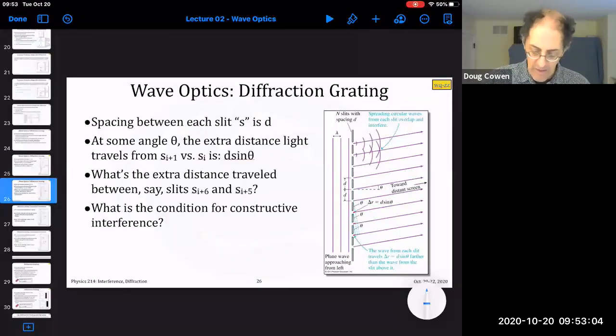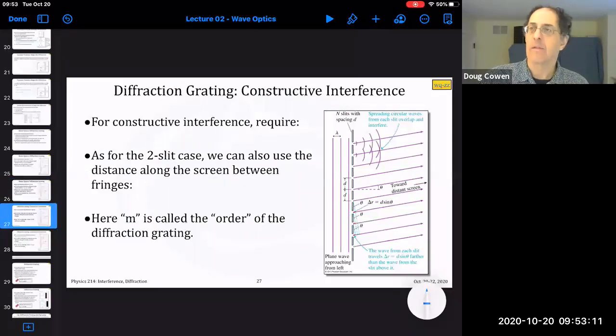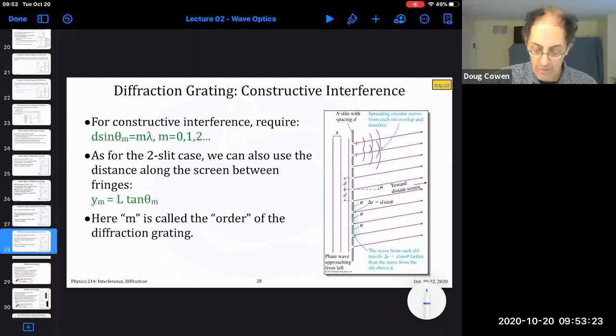So what's the condition then for constructive interference? Well, we're going to just require that the distance that the light from the ith slit travels relative to the i+1 slit is an integer number of wavelengths. So another way of writing that is saying, okay, this d sine theta_m, which is what this delta r is over here, is just equal to an integer number of wavelengths, or m times lambda, where m is an integer, 0, 1, 2, etc.